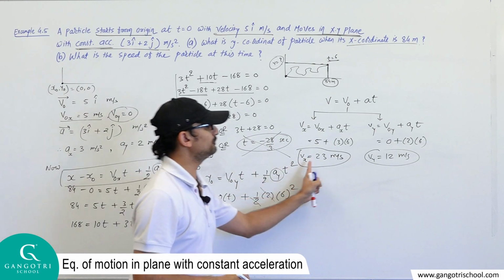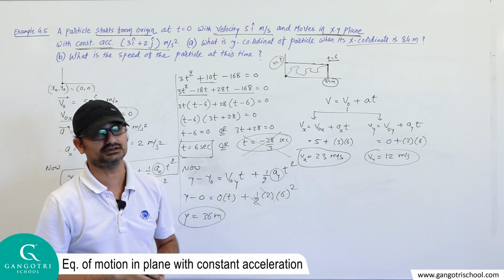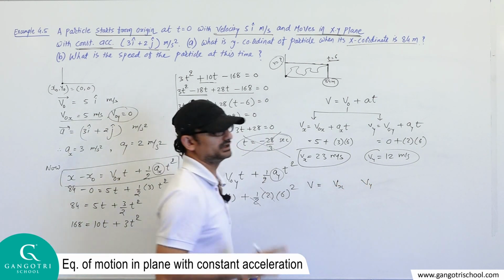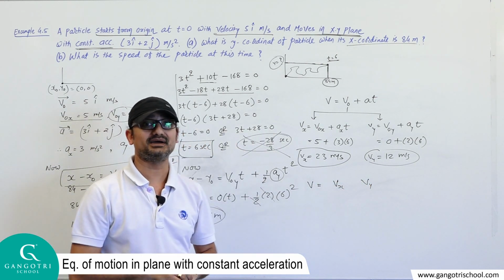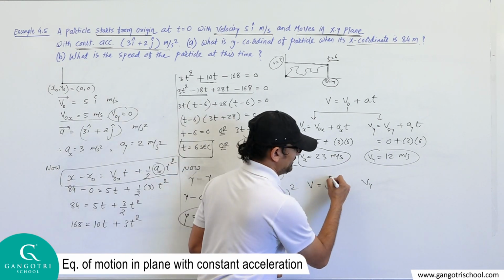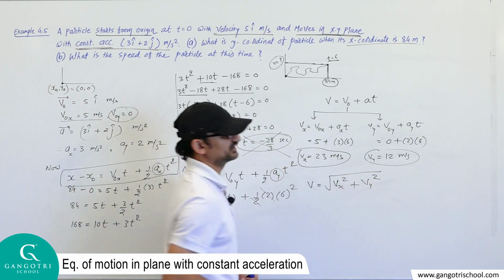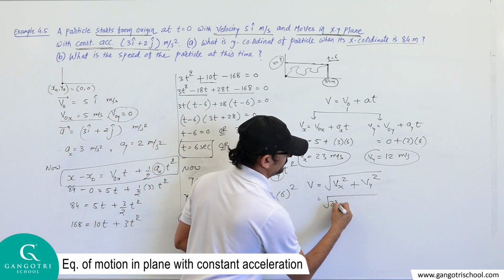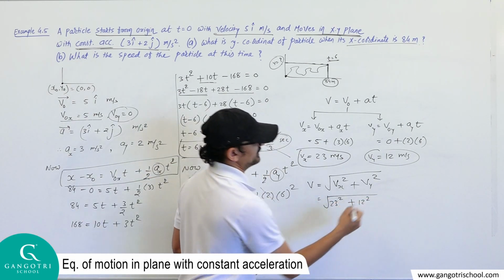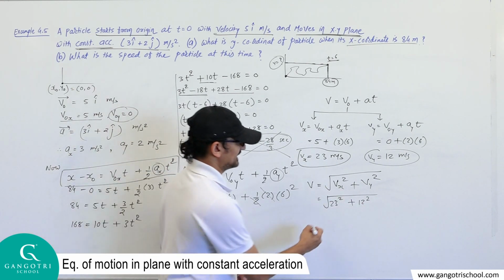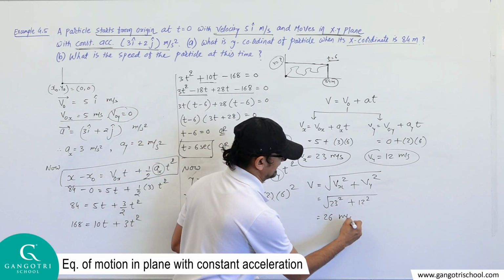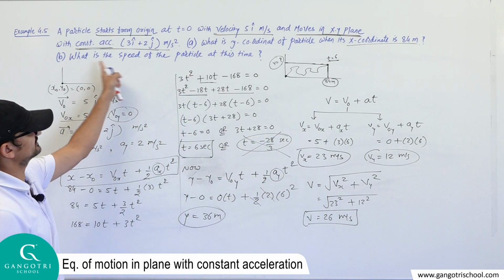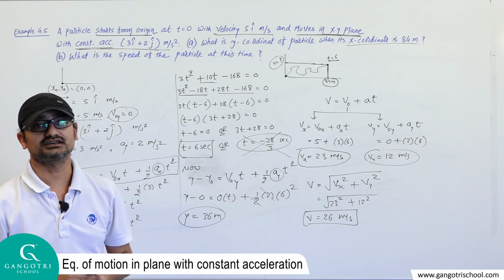These are the components of velocity, but we want the velocity. So as per the old rule, Vx and Vy are the components. Try to recall the rule to find the magnitude of velocity: the square root of the sum of the squares of the components gives the magnitude of velocity. It means under root of 23 square plus 12 square. If you simplify this, the final answer will be 26 meters per second, the speed of the particle at this time, at time t equals 6 seconds.